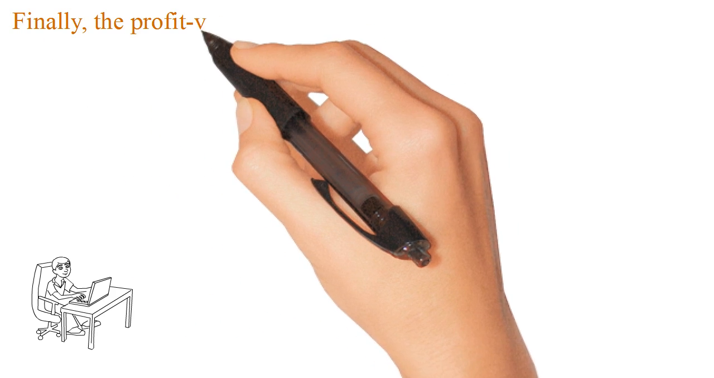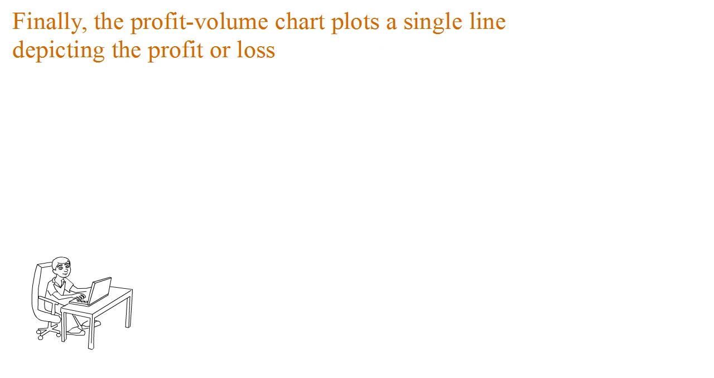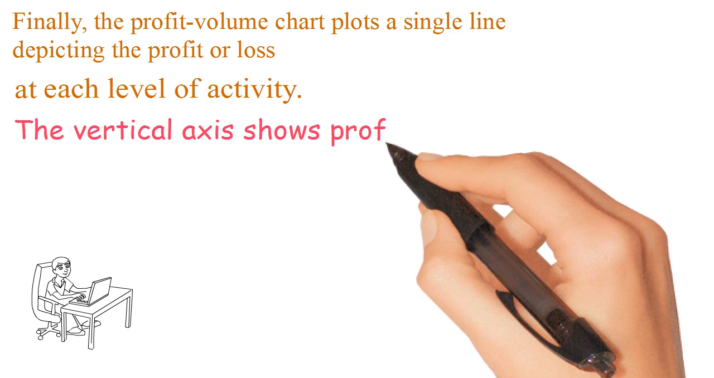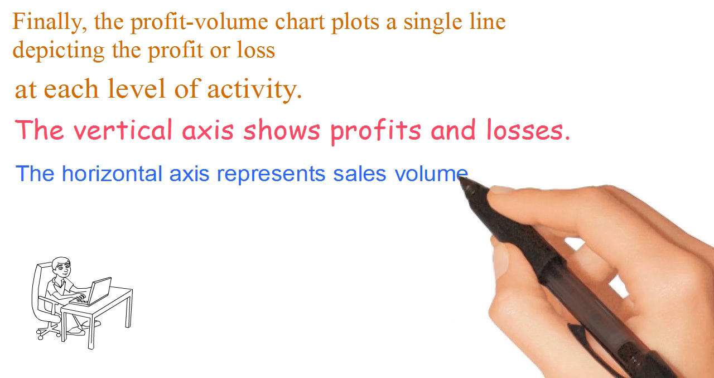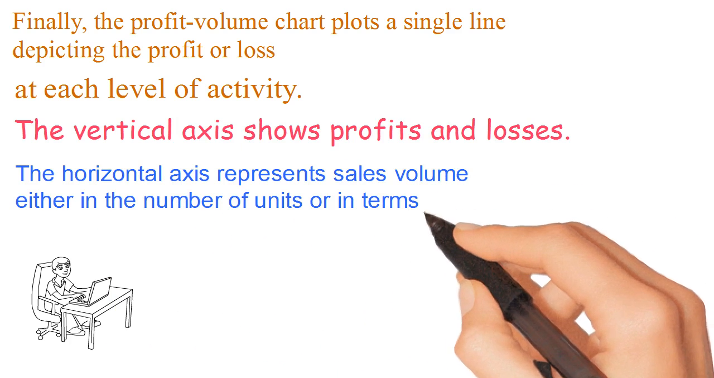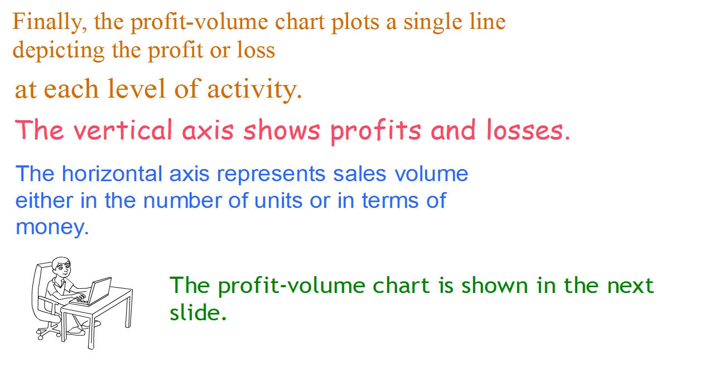Finally, the profit volume chart plots a single line depicting the profit or loss at each level of activity. The vertical axis shows profits and losses. The horizontal axis represents sales volume either in the number of units or in terms of money. The profit volume chart is shown in the next slide.